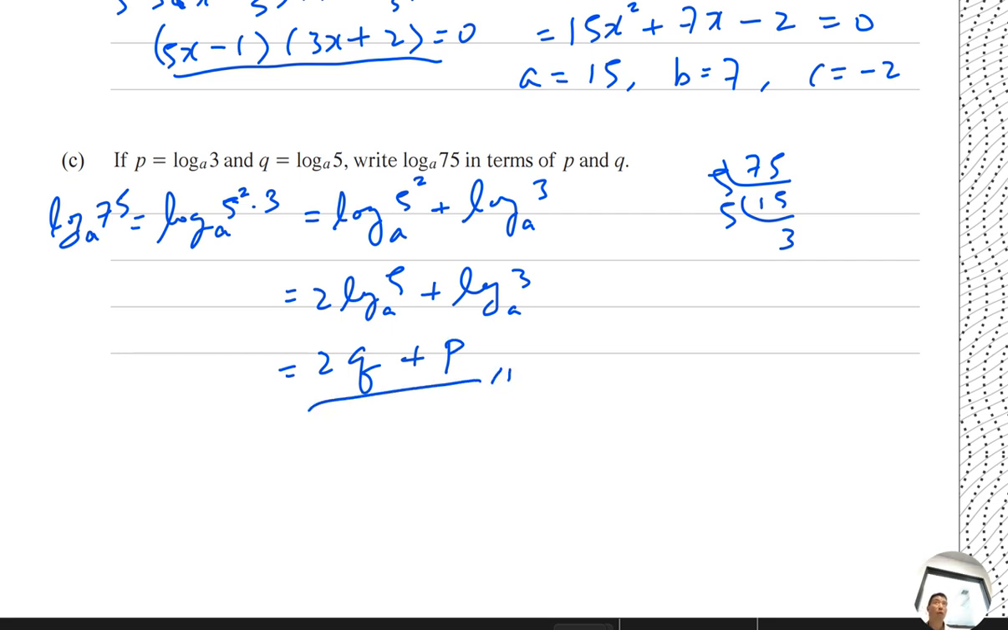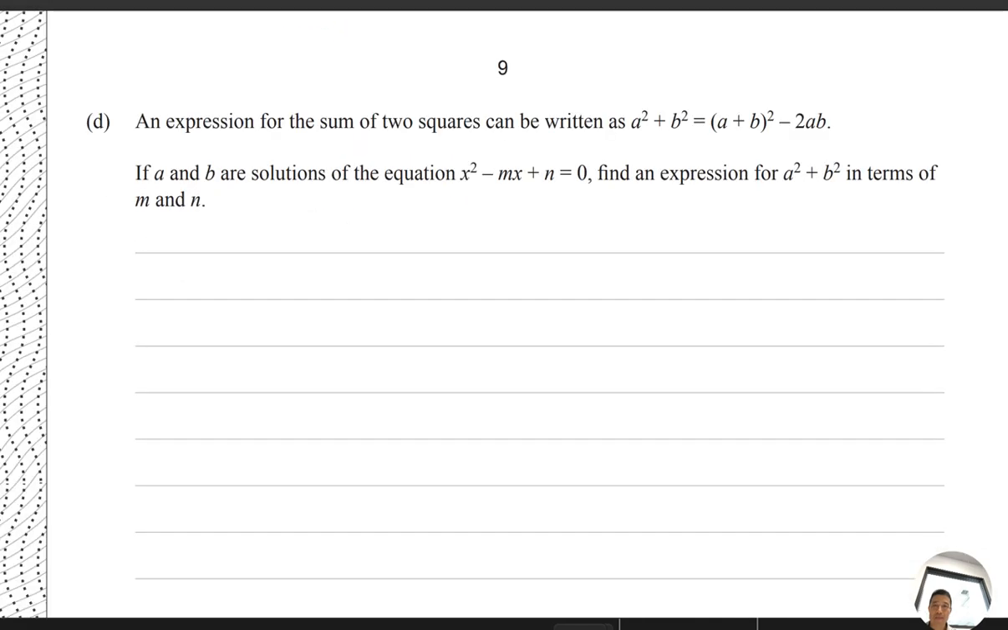There was a similar question in scholarship calculus. I think it's last year or the year before. Quite similar. Question D. An expression for the sum of two squares can be written as this. If a and b are solutions of the equation x squared minus mx plus n equals 0, find an expression for a squared plus b squared in terms of m and n.